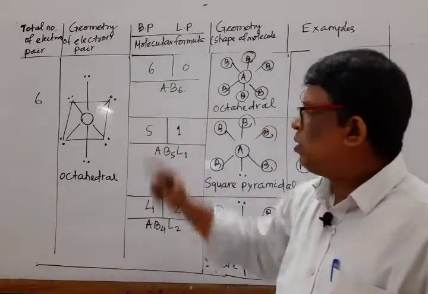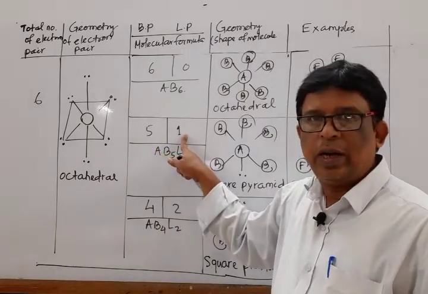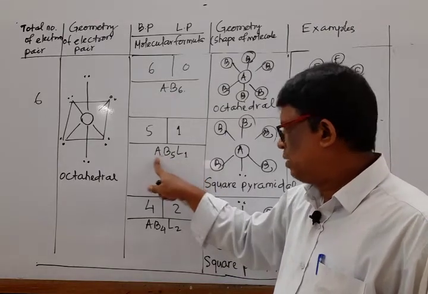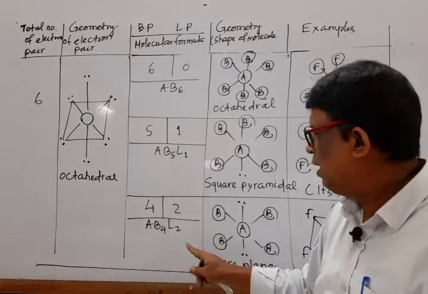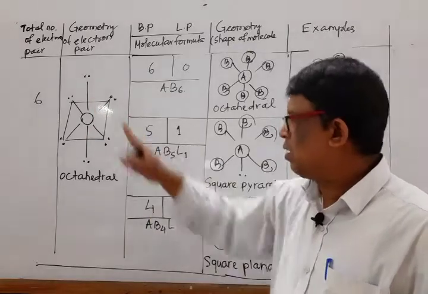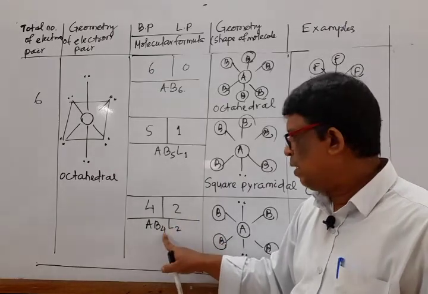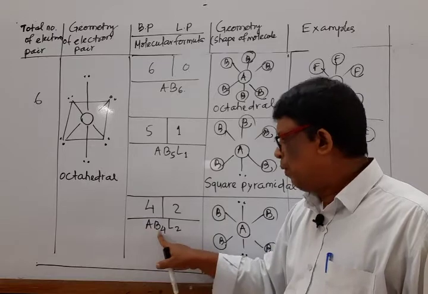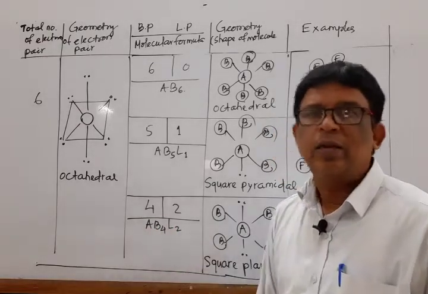Case 2, among the 6 electron pairs, if 5 are bond pairs and 1 is a lone pair, then it is represented by the formula AB5L1. A for central atom, B5, 5 bond pairs, L1, 1 lone pair. Case 3, among the 6 electron pairs, 4 are bond pairs and 2 are lone pairs. Then it is represented by the formula AB4L2. A is the central atom, B4, 4 bond pairs, L2, 2 lone pairs. Let us mark one by one.